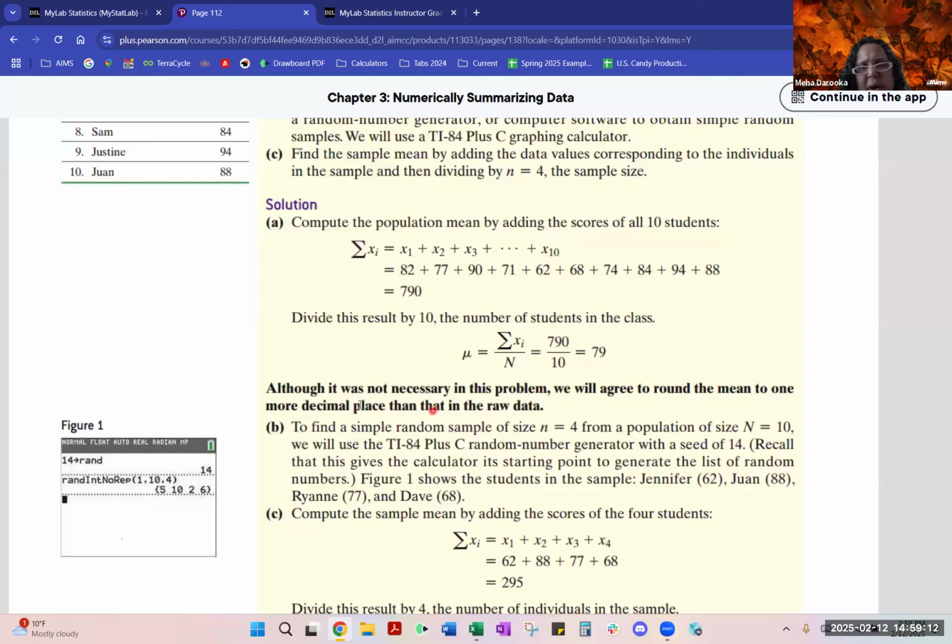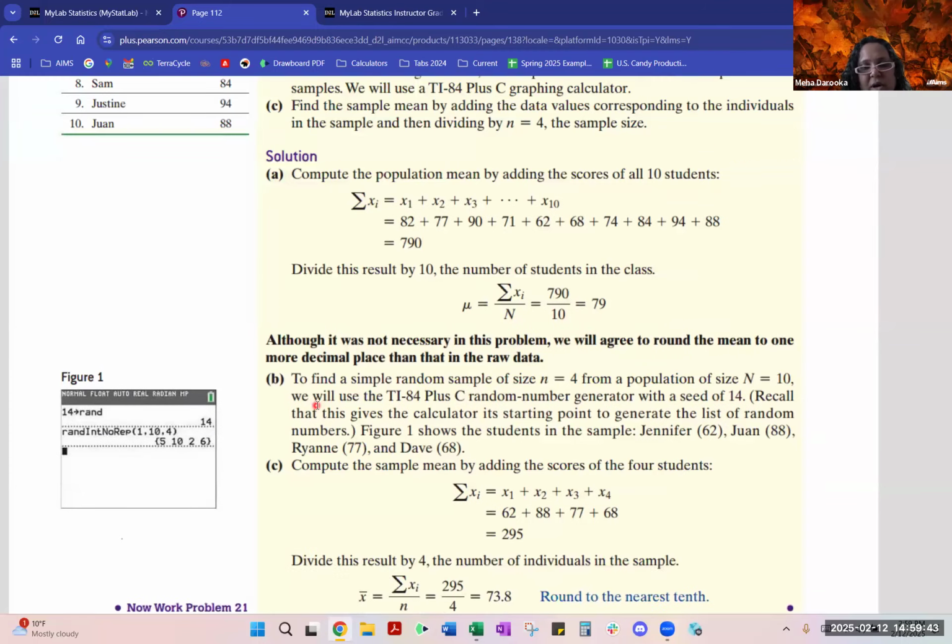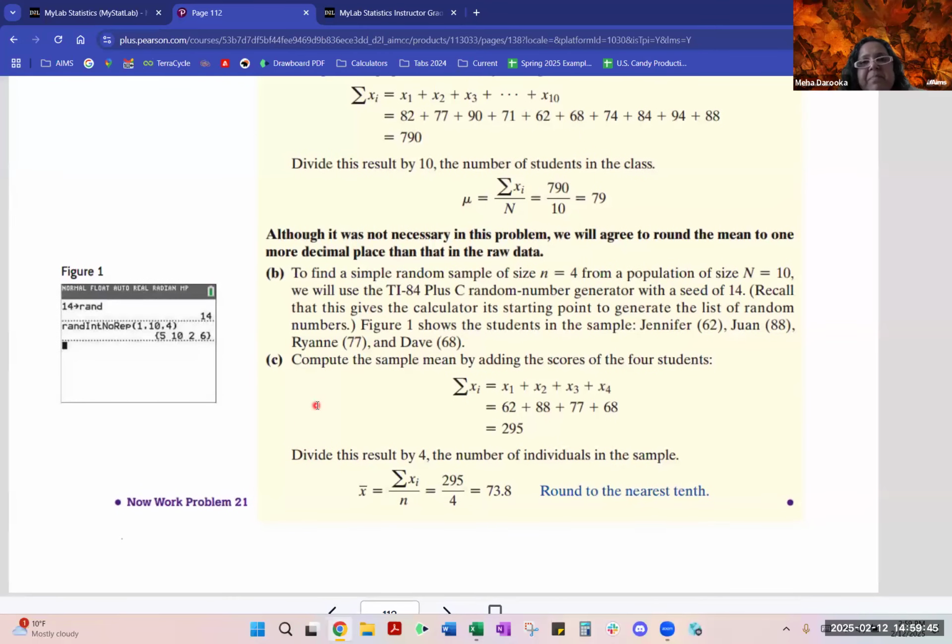So they're just kind of talking about rounding rules over here. And again, it will depend on the example you are looking at. But basically, they are saying we will agree to round the mean to one more decimal place than what is in your raw data. So if you have 2 decimal places in your raw data, then you round the mean one more, which means you will go to 3 decimal places in your rounding for the mean. So just a rule to kind of remember as you guys are going through your homework on chapter 3.